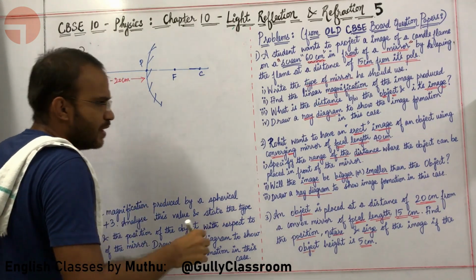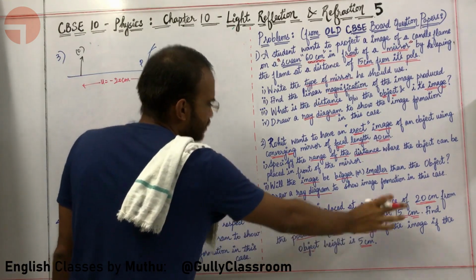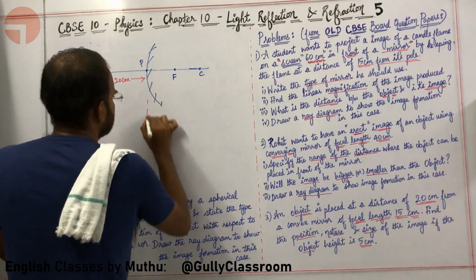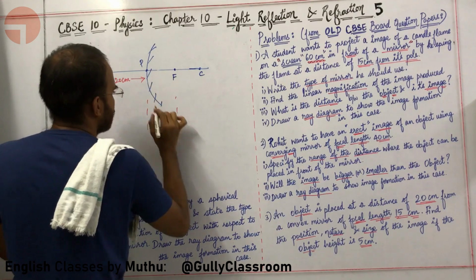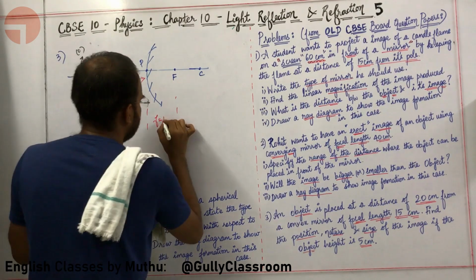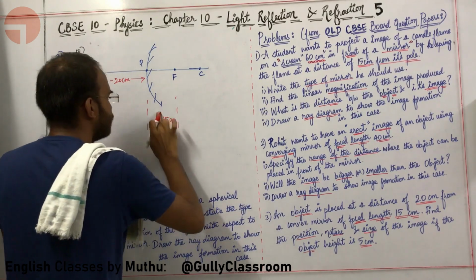What next, sir? From the convex mirror of focal length 15 centimeters. So they have given the focal length separately. What is my focal length? The distance between the pole and the focus is called the focal length. Here f is equal to 15 centimeters. This is going to be a positive 15 centimeters.